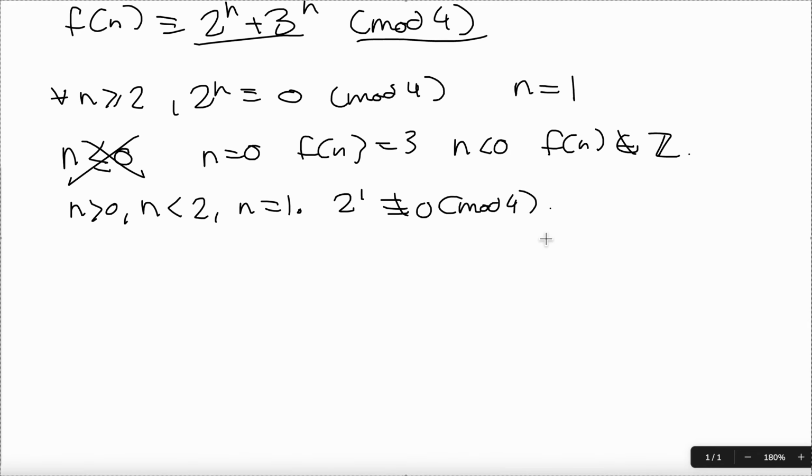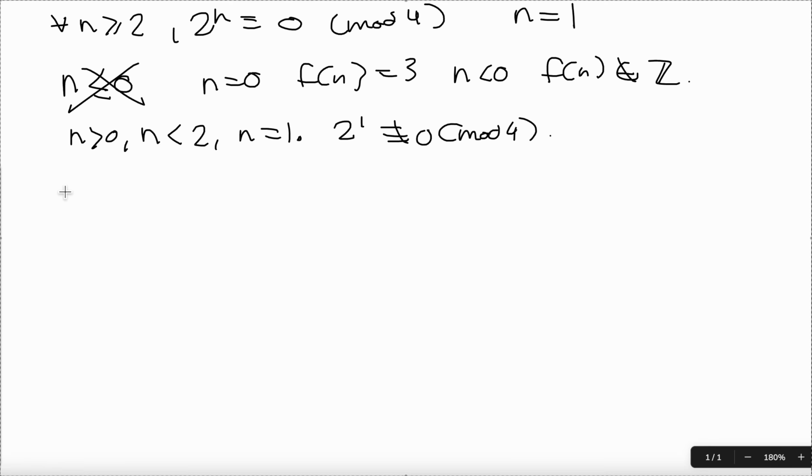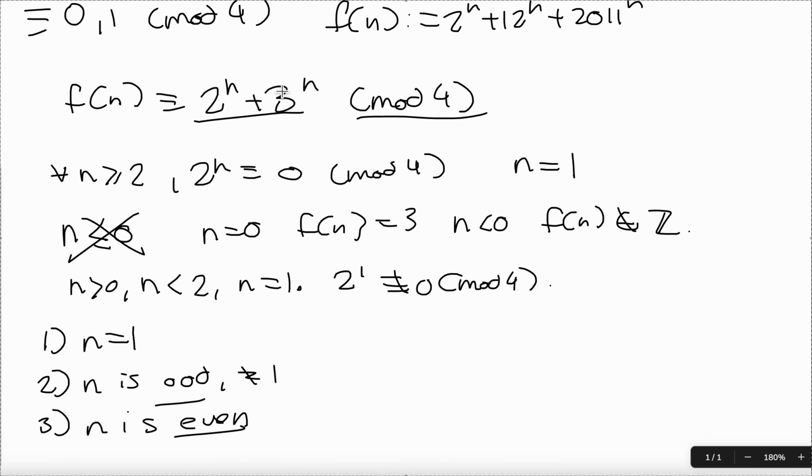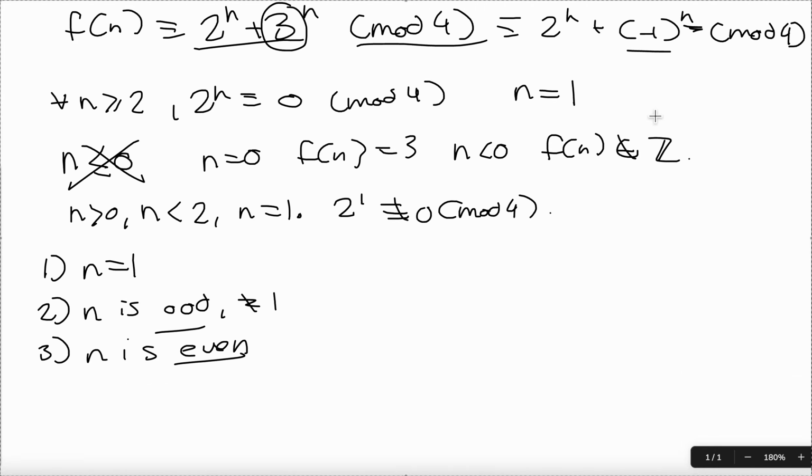And so this prompts a casework. Specifically, the three cases are: the first case is n equals 1, the second case is n is odd but not equal to 1, and the third case is n is even. And we're prompted to look at parity here, specifically because you could also write 3 to the n as minus 1 to the n mod 4. So if n is odd, this is going to be minus, and if n is even, this is going to be plus. And so the parity makes it really easy to deal with this term.